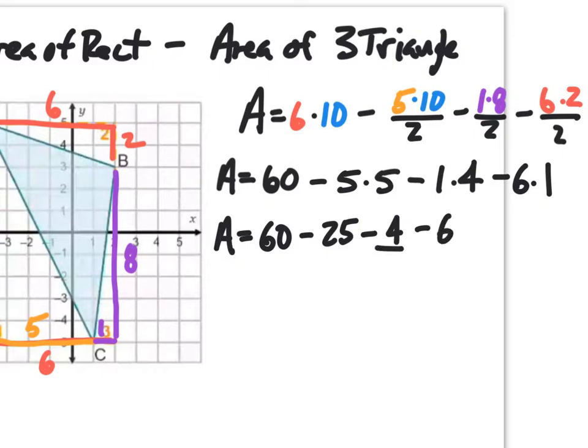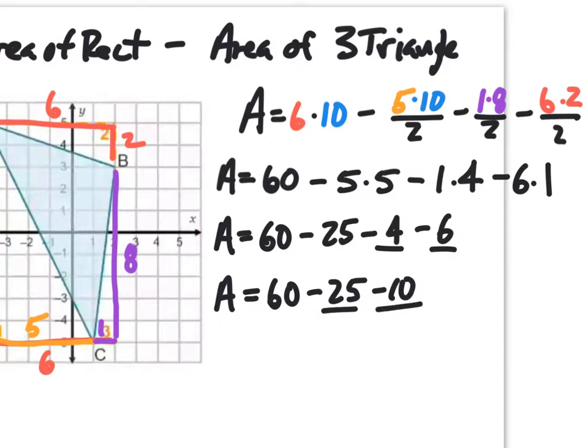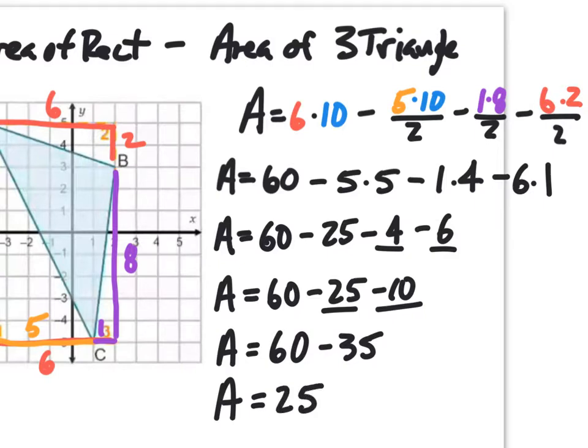Okay, now minus 4 minus 6 is going to be minus 10. So I've got my area is equal to 60 minus 25 minus 10. If I'm subtracting 25 and 10, I'm really subtracting 35. So I've got 60 minus 35, and so then my area becomes 25. Okay, so my area is 25 units squared.